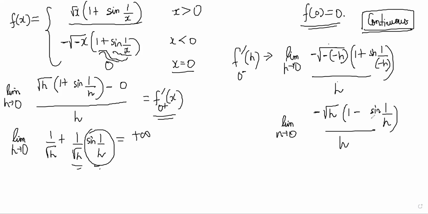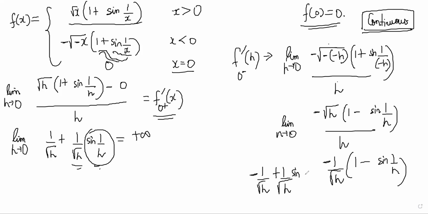This becomes minus 1 by root h, 1 minus sine 1 by h. So this is minus 1 by root h plus 1 by root h sine 1 by h, with limit h tends to 0. Now h is positive here, but we have to understand whether it is a positive infinity or a negative infinity. That is what we have to decide.